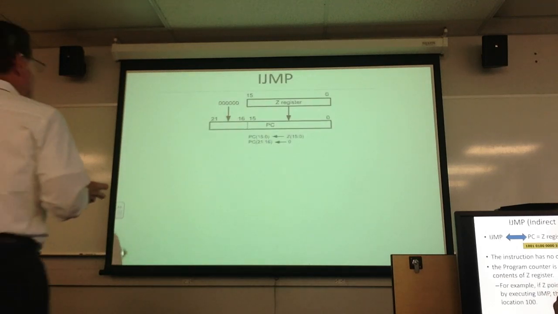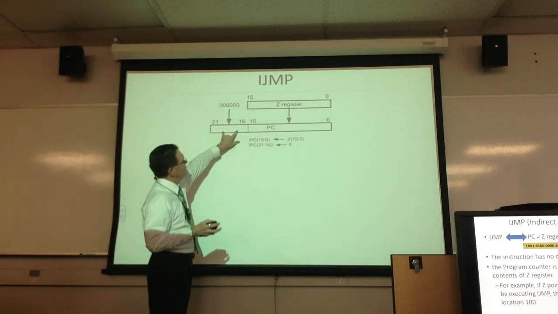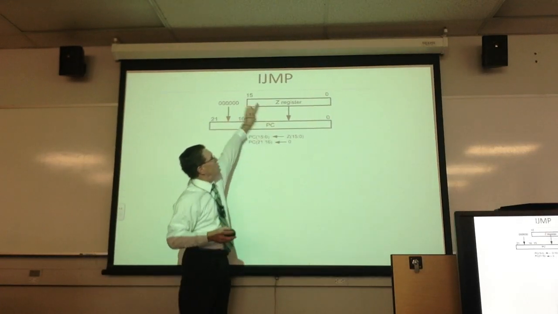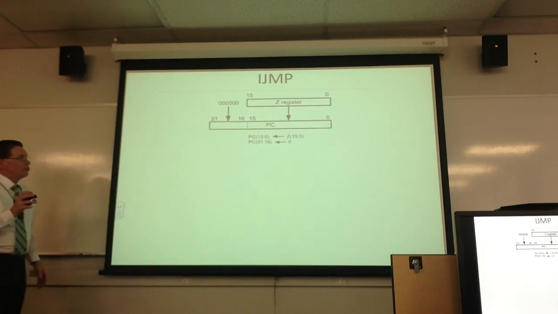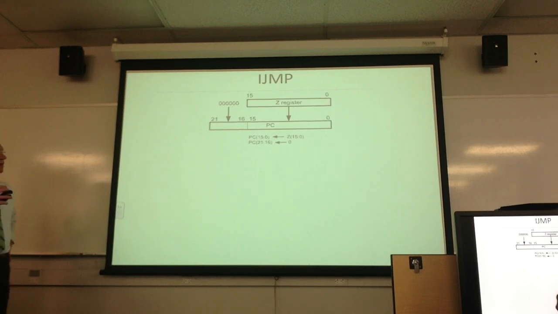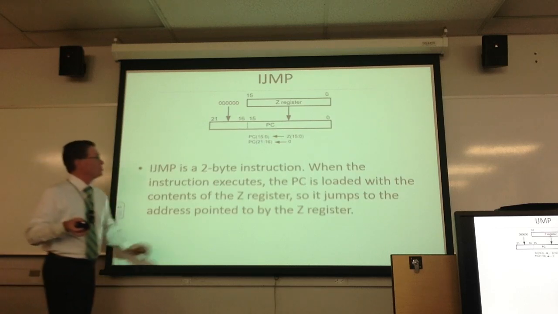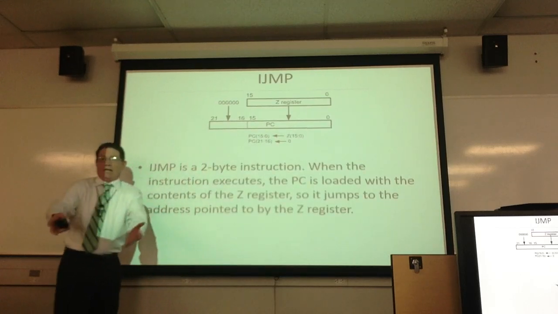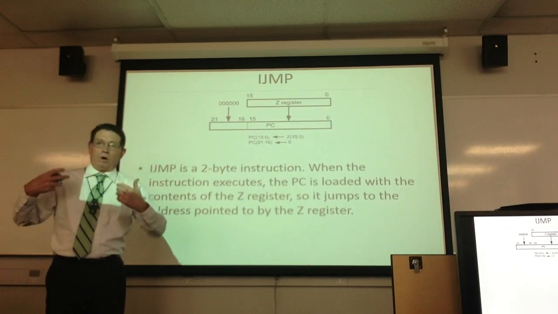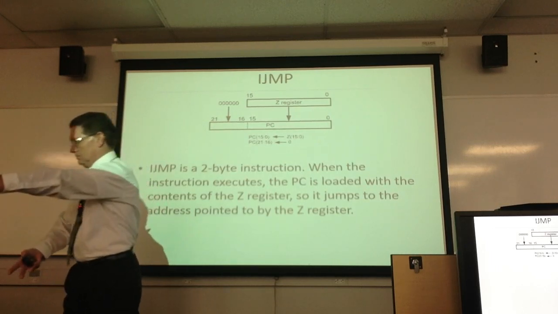All right, so the IJMP is basically: the most significant bits are loaded up with 0, because here we're just going to have the Z register get loaded right into those 16 bits for where the program counter is going to go. So it's a 2-byte instruction. It's just 16 bits on where I'm going to jump to. So the Z register, whatever the contents of the Z register are, they go right into the program counter.